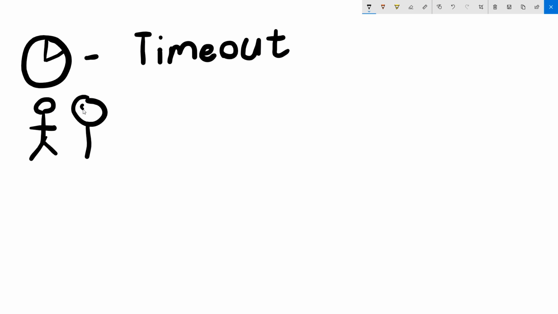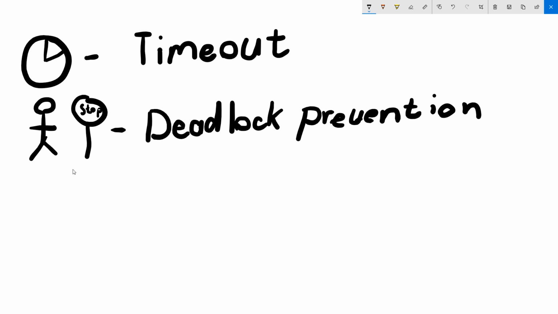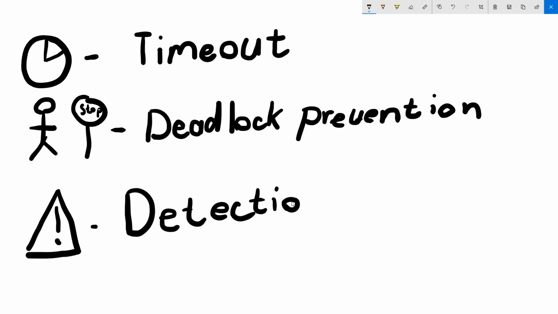There are three main ways to handle deadlock, namely timeout, deadlock prevention, and deadlock detection and recovery.